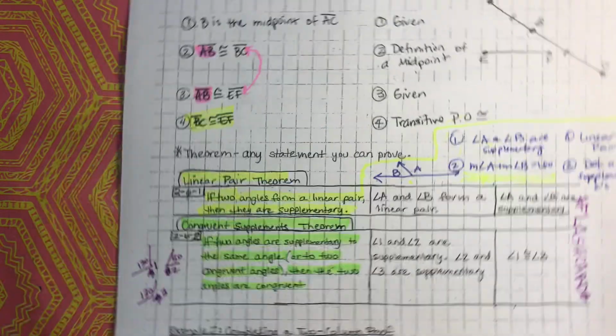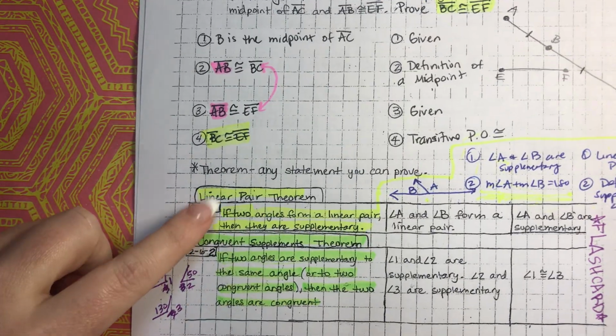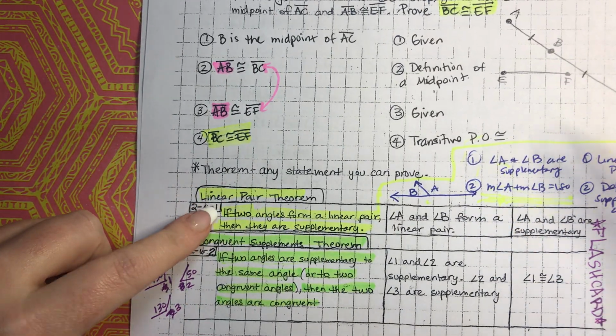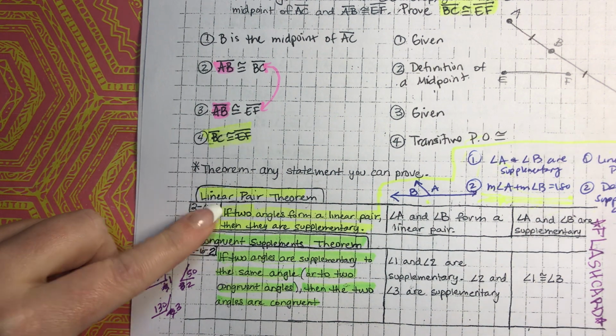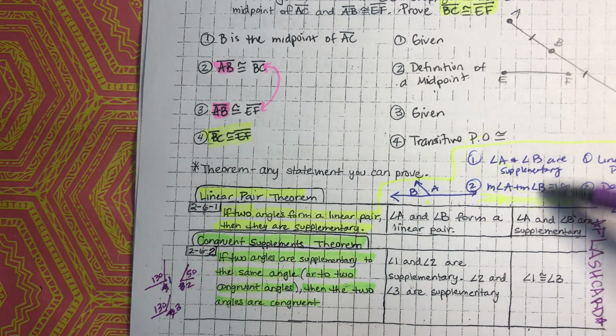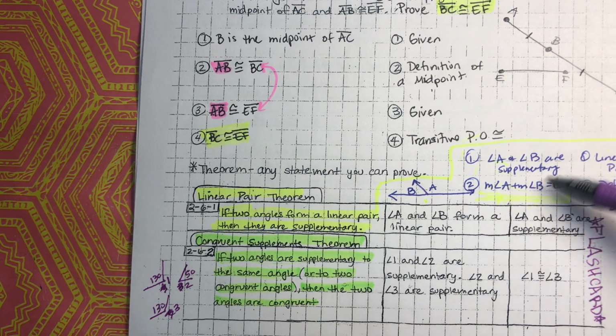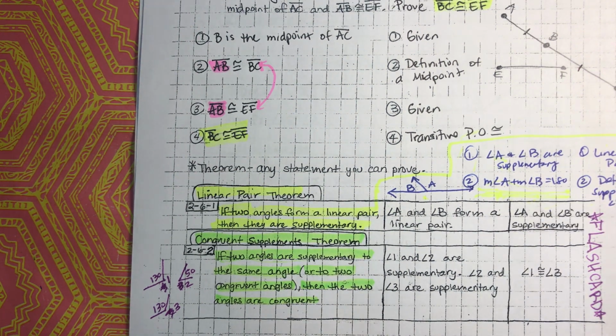So make sure that you memorize your theorems and memorize this sequence with the linear pair theorem. So linear pair theorem to the definition of supplementary angles. Memorize that order because you will use that in the future.